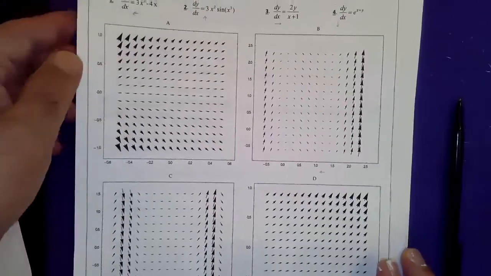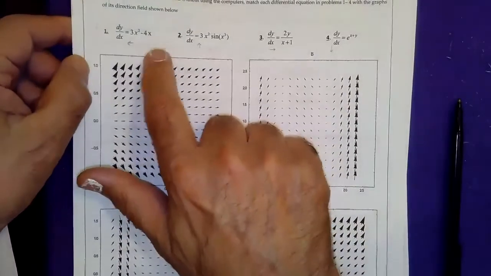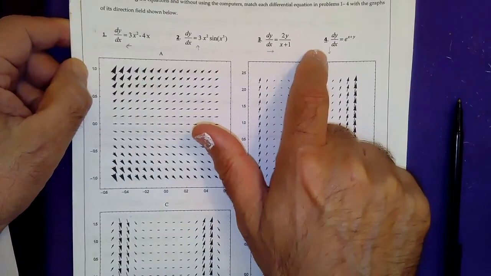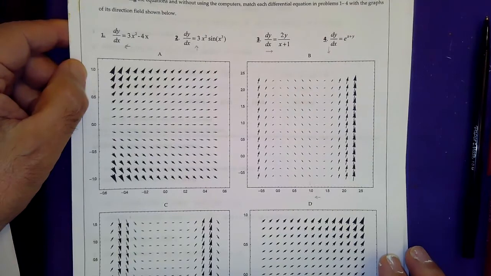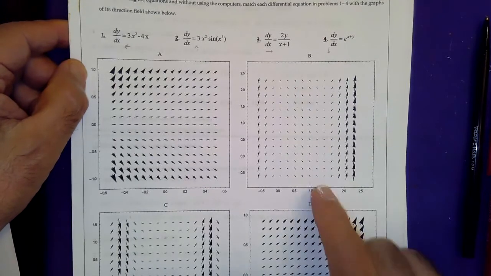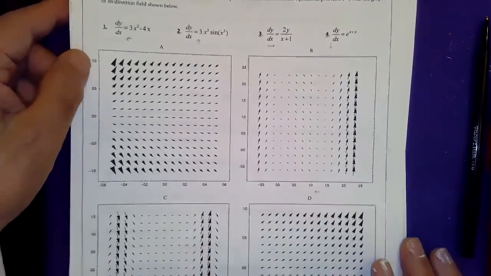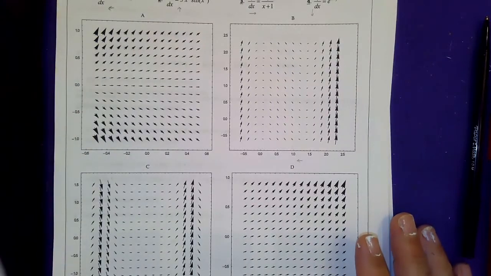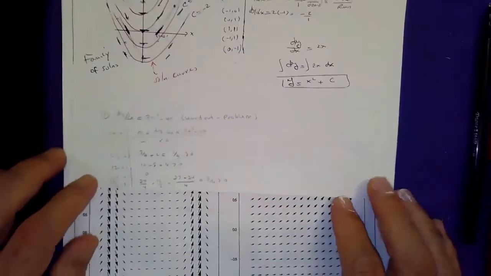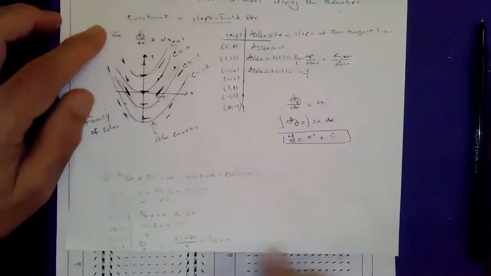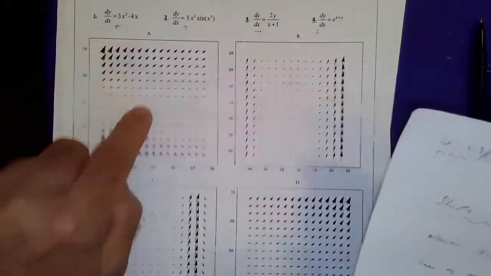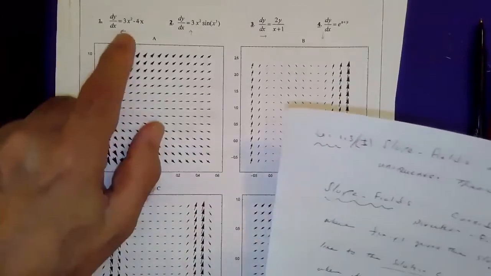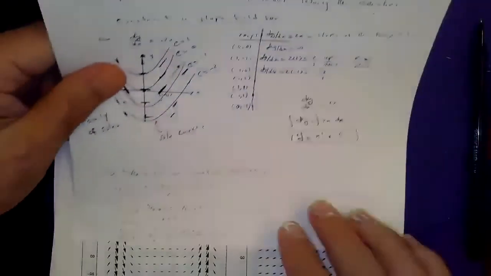The way we do this, remember, is you don't know how to solve these, right? You want to get an idea how the solution curves look, based on pictures, not analytically. So here's what I did. Let's take the first equation, which is dy/dx = 3x squared minus 4x. Let's see which of these slope fields matches this equation.